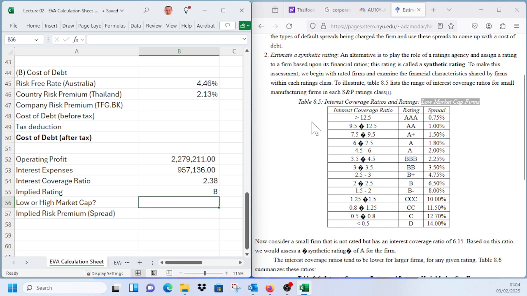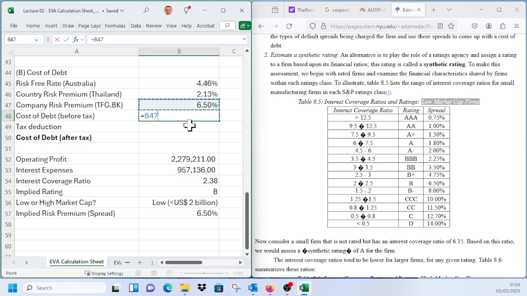Yeah, so this is a low market cap. Low because this is less than US dollar 2 billion. And the implied risk premium was 6.50%. So I can put that up here. And therefore, the total cost of debt before tax would be the sum of those three. So we take the risk-free rate from Australia, we add the risk premium from Thailand, and we add the company risk premium for Thai Foods Group, and we get to a cost of debt before tax of 13.09%. However, we have to deduct tax, so we can deduct 20%, or a factor of 0.8 here.